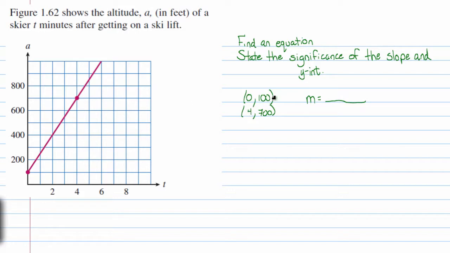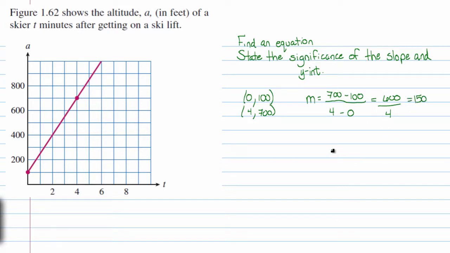So 4 is the larger x value, so I'll go 4 minus 0 on the bottom, and then 700 minus 100 on the top. Make sure the y values are on top, the x values are on the bottom, and make sure these link up: 700 and 4 in the same point, and 100 and 0 in the same point. Then you should be okay. 700 minus 100 is 600 over 4, which is 150 when you do the mathematics behind the scenes.